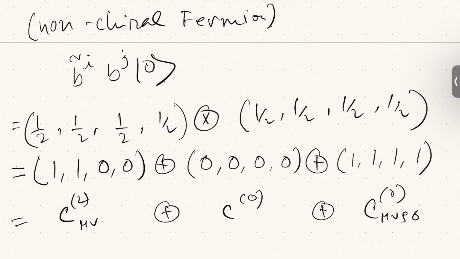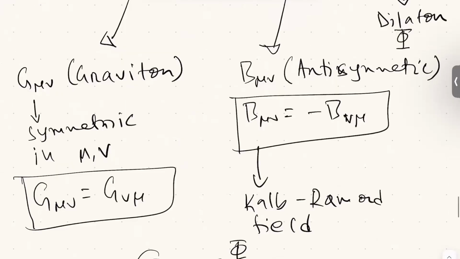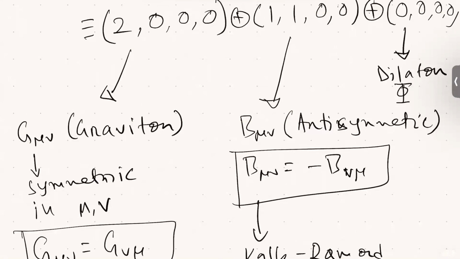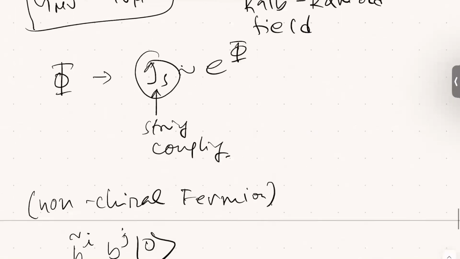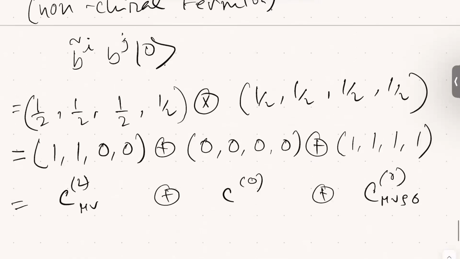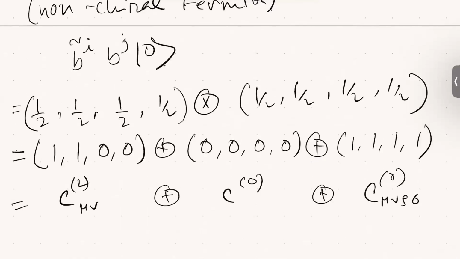Okay. So beside this graviton, B mu nu, and dilaton, if you take only the chiral part of the quadratic string, you will always have this two form, this zero form, and this four form.